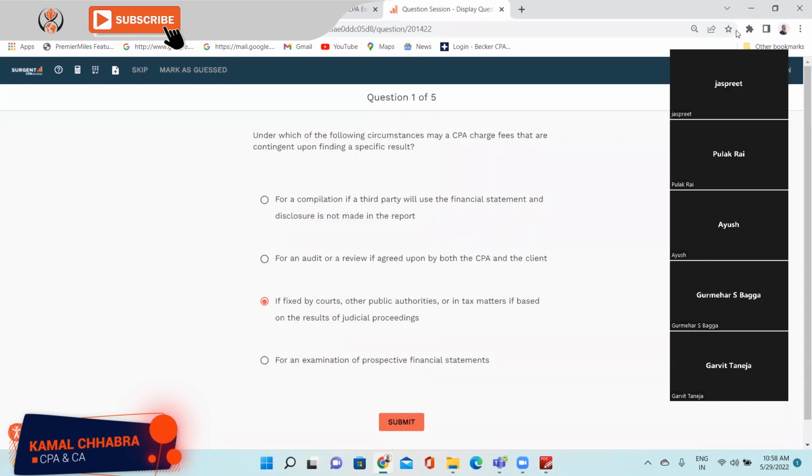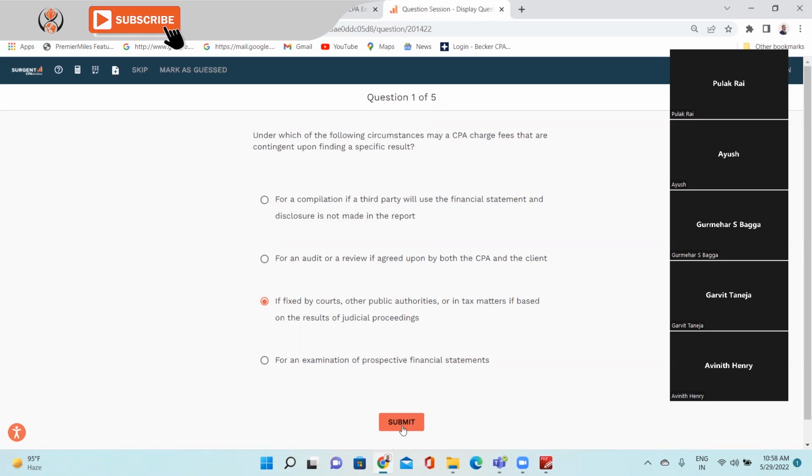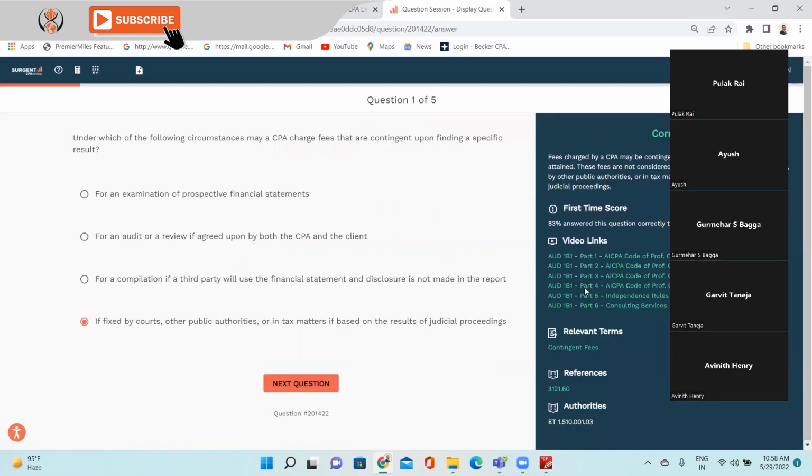Yeah, Sandeep, Pulak. C, sir. I go with C, sir. Garvit, Gurmeher. C, sir. Everyone is with C. So, Ayush, let's go with C. That's the right answer. Okay, cool. Very nice.